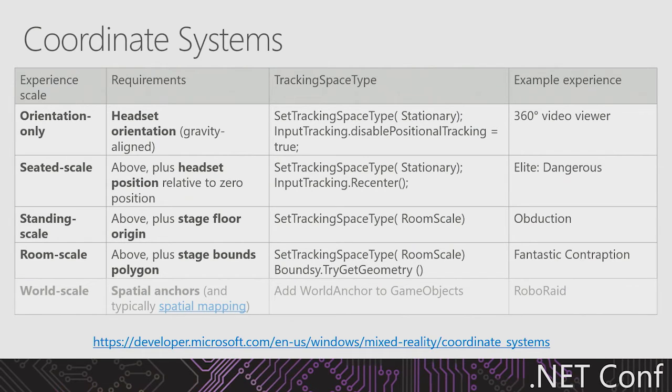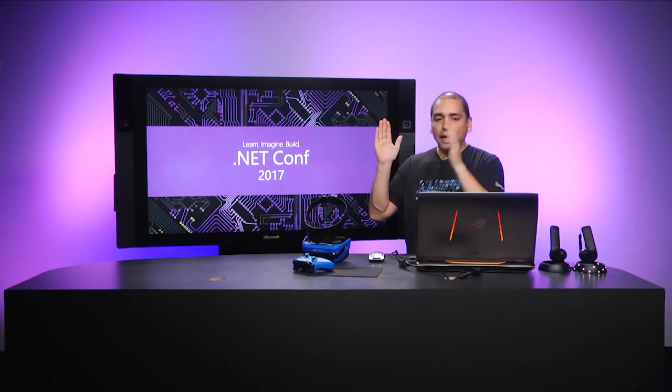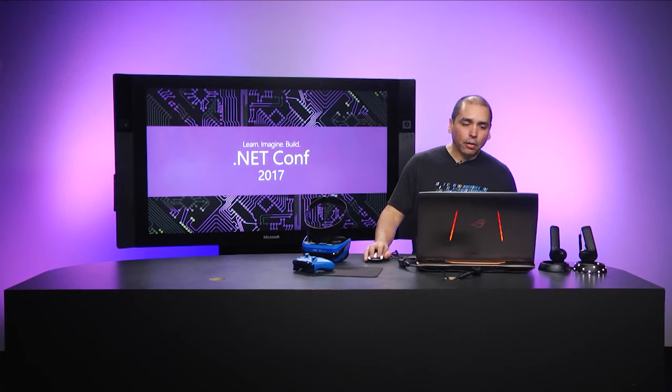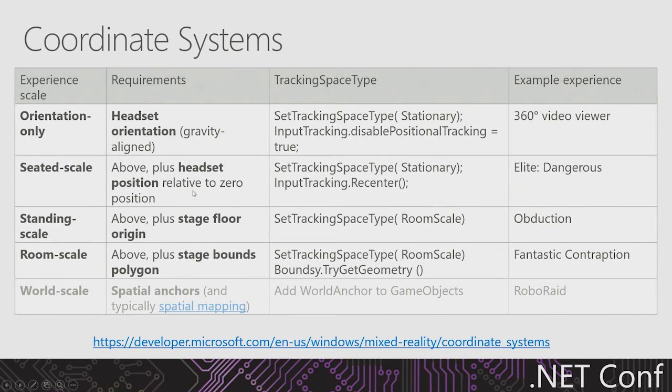And then I can come up with my scenarios. For example, if I'm going to watch a 360 video, that would be orientation only. I can just set my stationary space type, or my tracking space type, to stationary, and then I can just say disable positional tracking. That means don't even track if my head moves up and down or anything like that. That way you don't move the camera, and all you're doing is moving the camera as I rotate back and forth, right?